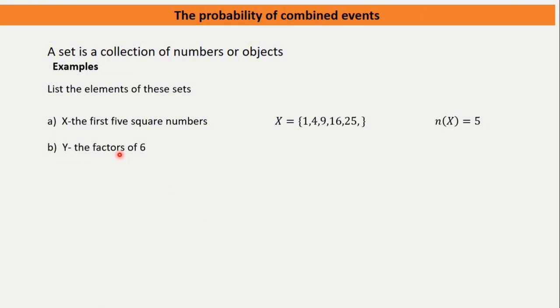Next, here we have another set called Y. The elements of this set are the factors of number 6. Number 6 comes from 1 times 6 and 2 times 3. So the factors of number 6 will be 1, 2, 3, and 6. We write it in the listing form, and the number of elements in this Y set is 4.